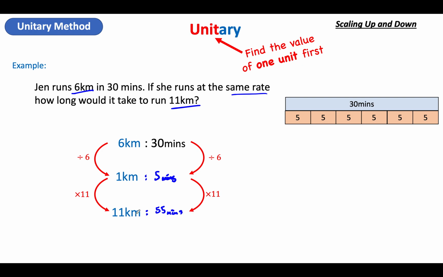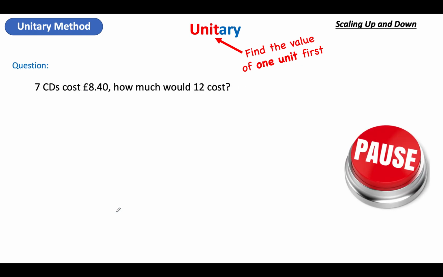Okay, so I knew which side was the scaling. I used that to tell me what maths to do. So 6 divided by 6 is 1, and then times it by 11 to get to 11. Right, I want you to have a go at this one on your own without me interfering. Pause the video, see if you can work out if 7 CDs cost this, how much 12 would cost, and then unpause when you're done.